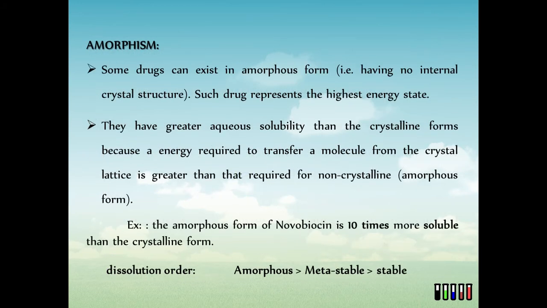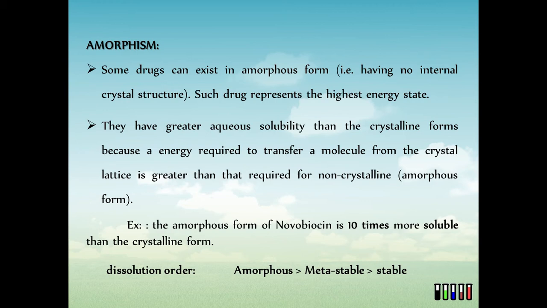The next concept is amorphism. Now what is amorphism? Amorphism is nothing but like polymorphism only, but in this case mostly the drugs in an amorphous state show the amorphism phenomenon. Some drugs can exist in an amorphous form, that is, having no internal crystal structure. An amorphous drug, or non-crystalline drug, will generally have no internal chemical structure. Such a drug represents the highest energy state. Their energy state is highest.